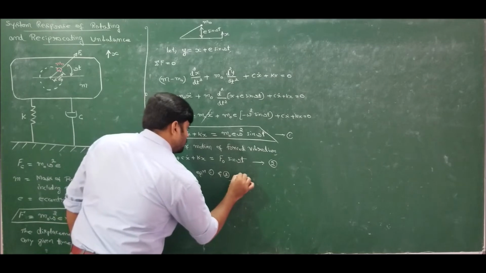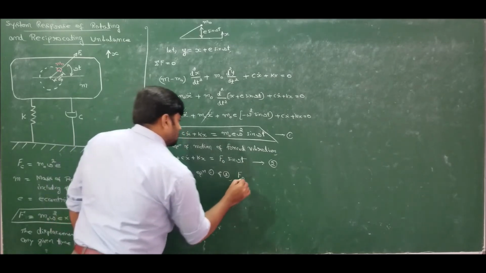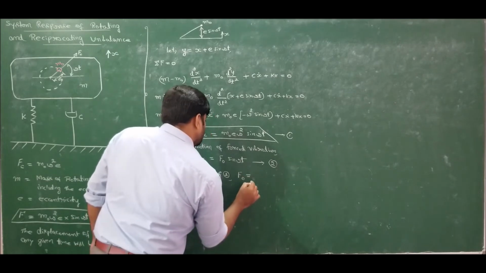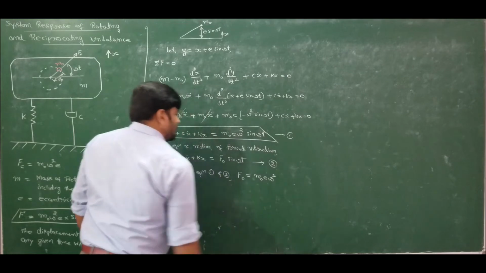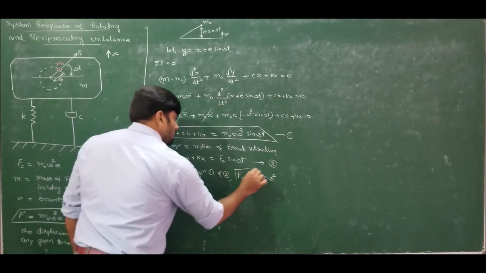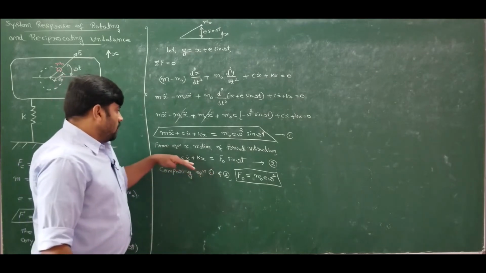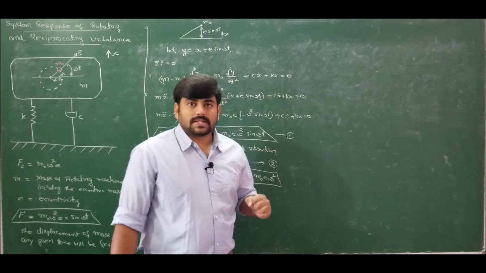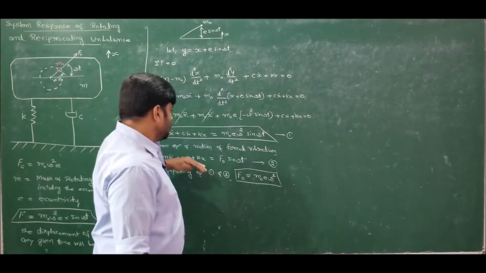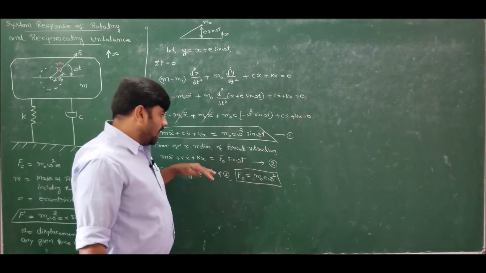Comparing equation 1 and 2, we will get the magnitude of force F naught, that is the amplitude of force, will become m naught e omega square. Now for equation 2, we know the system response. That is what we have derived in our previous lecture. Recall the expression we derived for equation 2, the system response, and solve further.